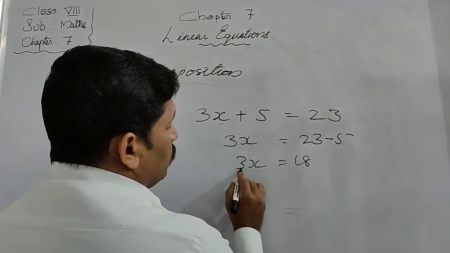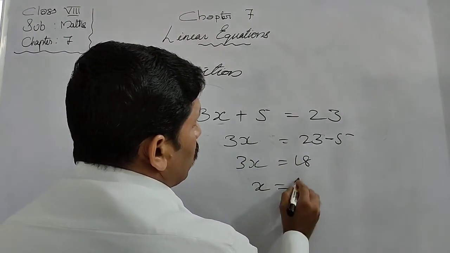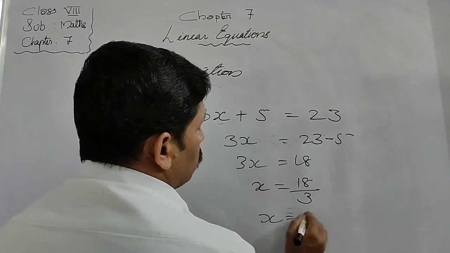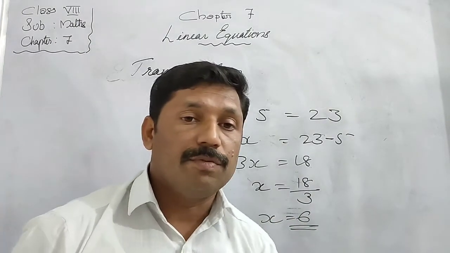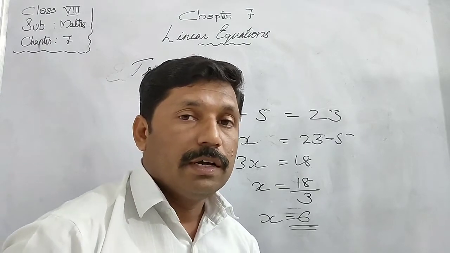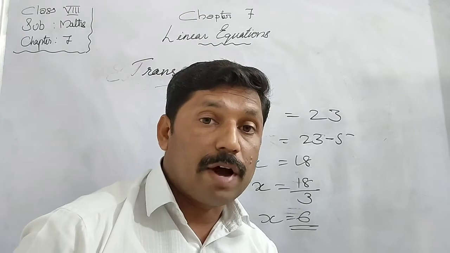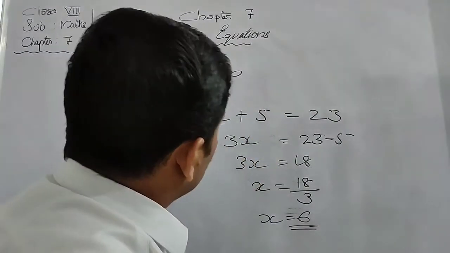Now I want to shift this 3 from this side to the other side. Here it is multiplication, so when we move it to another side, it changes to its opposite function, division. Therefore x is equal to 6. This method is called the transposition method. We are changing the position of the numbers from one side to another side, and then finally we reach the answer to that question.